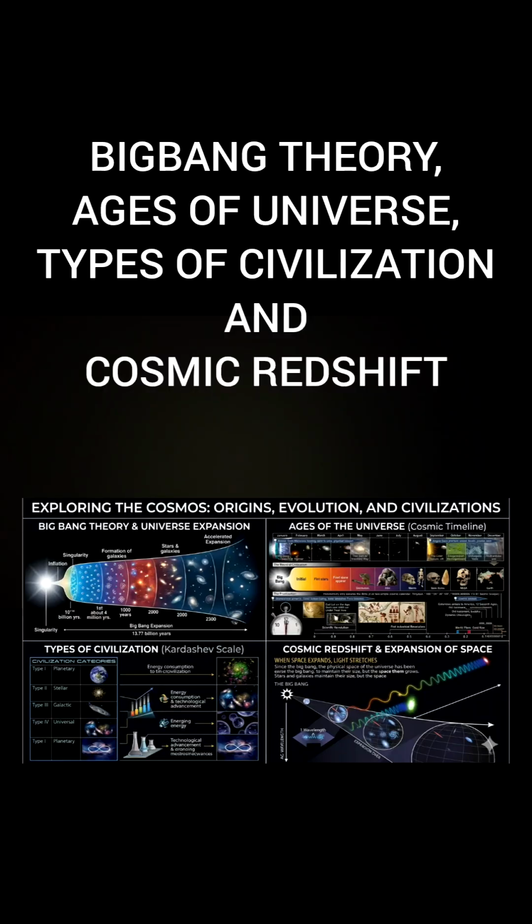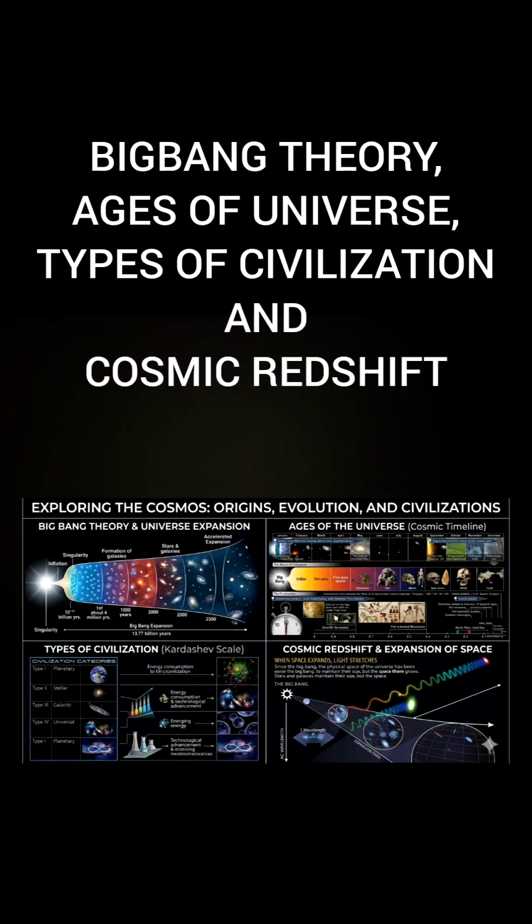Nucleosynthesis, 3 minutes to 20 minutes. The temperature dropped enough for protons and neutrons to fuse, creating the first nuclei of hydrogen, helium, and a trace of lithium. Photon epoch, 10 seconds to 380,000 years. The universe was a dense, opaque plasma. Light could not travel far because it was constantly bumping into free electrons.